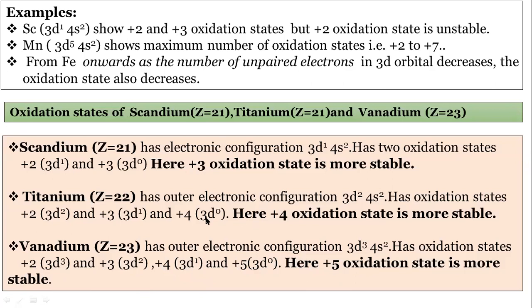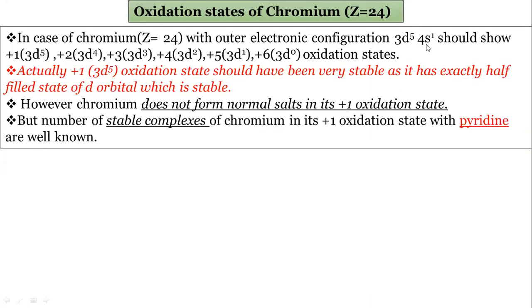The d block elements show variable oxidation states because they contain unpaired electrons. As the unpaired electrons are more, the oxidation states also increase. Then I'm coming to the oxidation state of chromium. This chromium shows exceptional behavior. The outermost electronic configuration is 3d5, 4s1. If this 1 electron is given, chromium should show a more stable +1 oxidation state, because 3d contains 5 electrons and is half filled. Generally, half filled configurations are more stable. But chromium is exceptional.